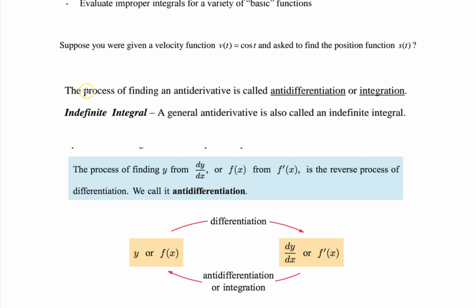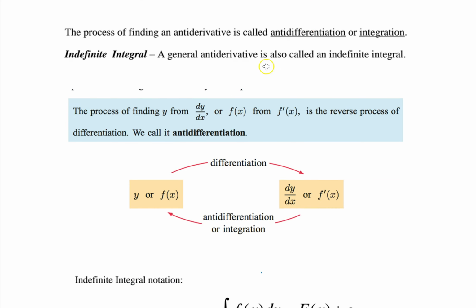A good example is one Ivy loves to do. Suppose you were given a velocity function. How would you find the position function? How do you go back to the position function? Well, that process is called antidifferentiation, or more commonly known as integration. That's what I like to call it too.